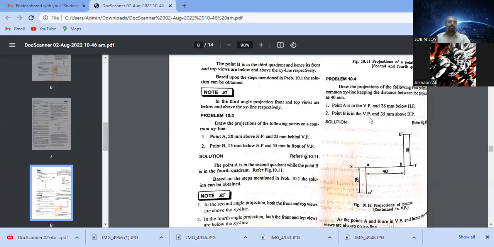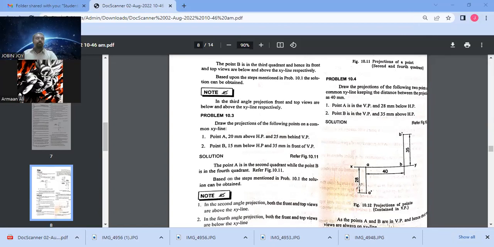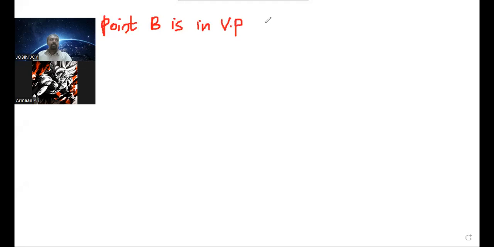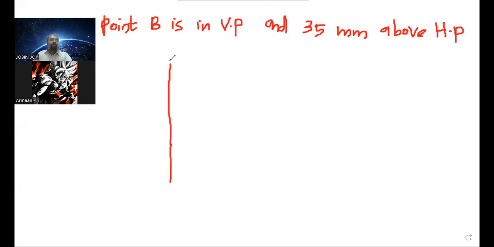Point B is in VP and 35 above HP. Okay. So point B is in VP and 35 above HP. So first I will draw the quadrant.